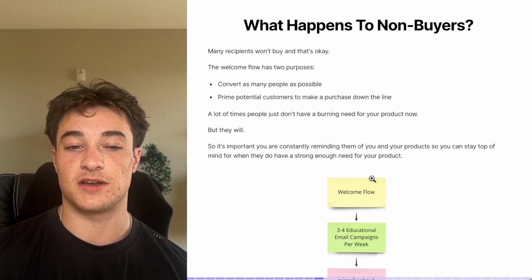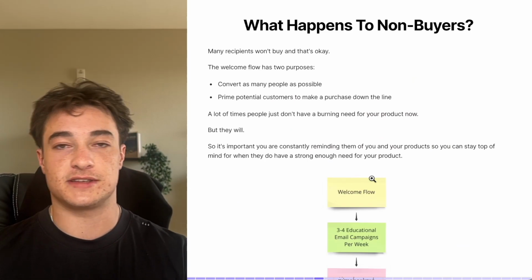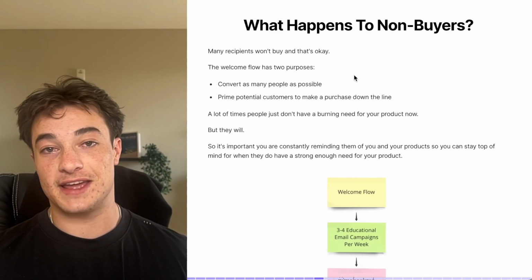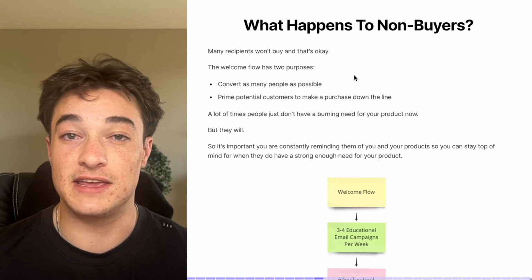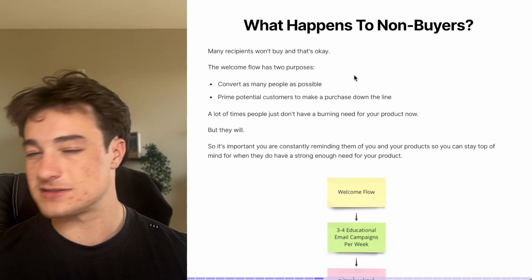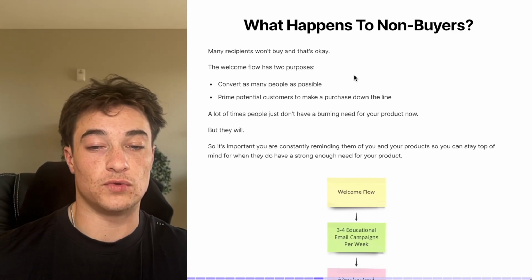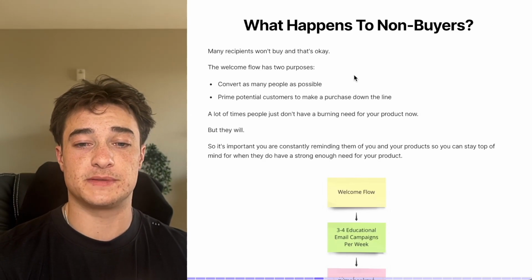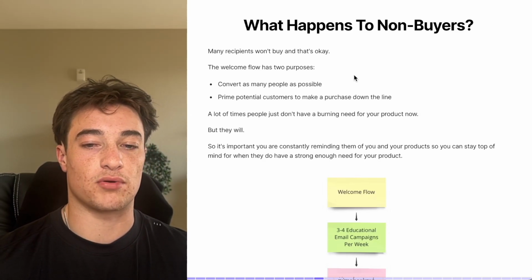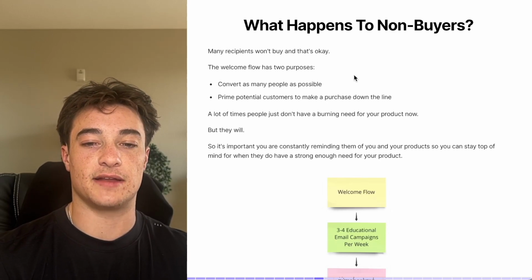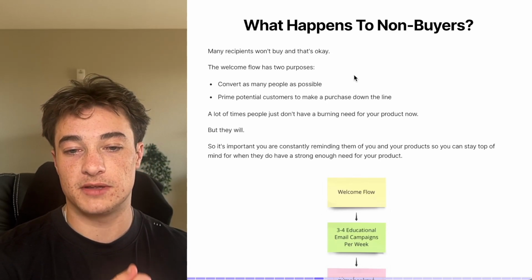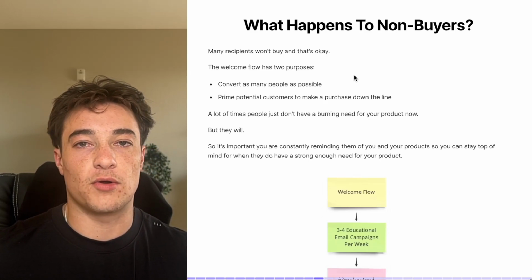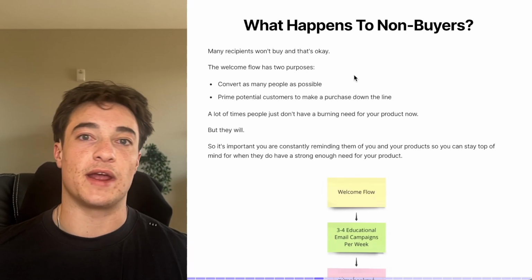But first I want to talk about what happens to non-buyers, because that's a common objection. It's like, why the welcome flow? What happens when people don't buy? Now, many recipients won't buy, and that's okay, because people aren't always ready to buy, even when you overcome objections. You have to catch them at the right time. So the welcome flow has two purposes: to convert as many people as possible right off the bat, once somebody opts into the email list, and to prime potential customers to make a purchase down the line. So we want to convert them, or prime them, cross all those objections, so that when they do have that need for your product, or they're randomly going about their day and think, oh, I kind of want this, they're ready to buy at that moment.